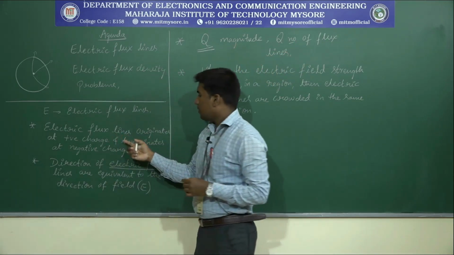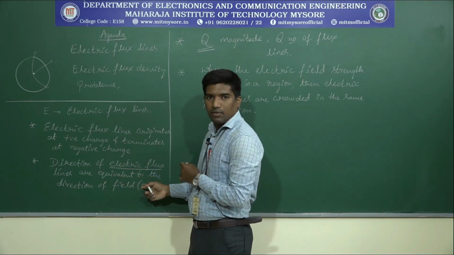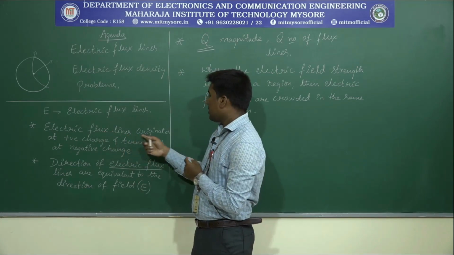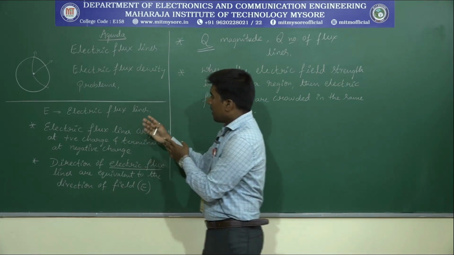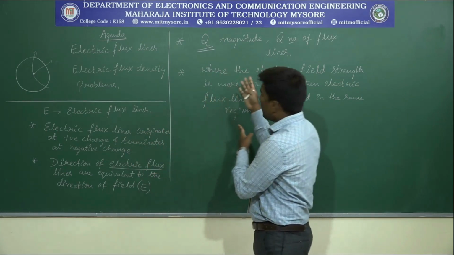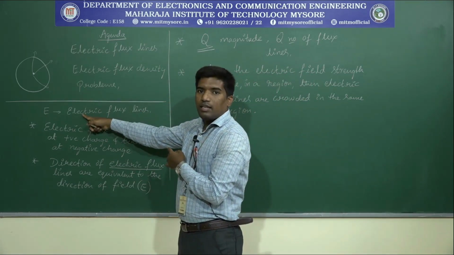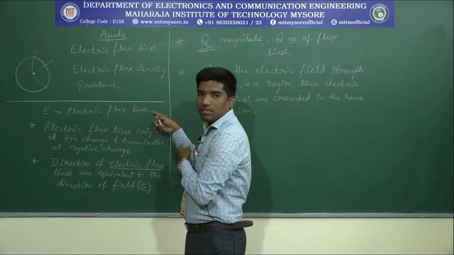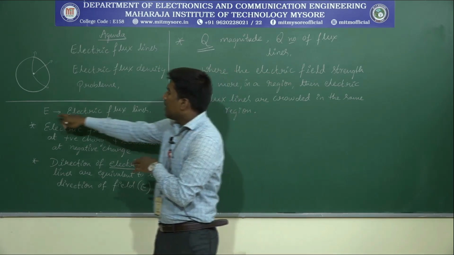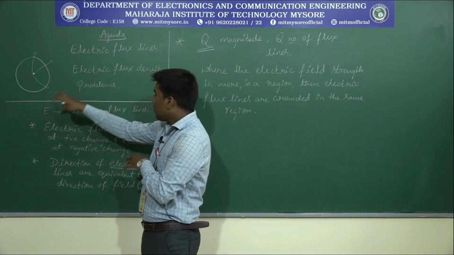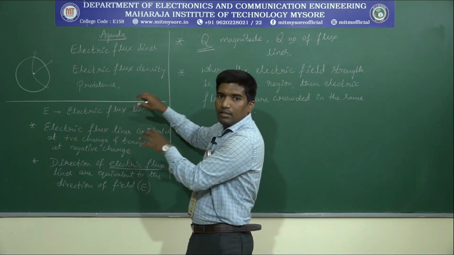The direction of electric flux lines is equivalent to the direction of electric field intensity. Electric flux lines originate at a positive charge and terminate at a negative charge. When the electric flux lines obey all these four points, then electric field intensity E can be visualized as electric flux lines. This is what Faraday proposes.